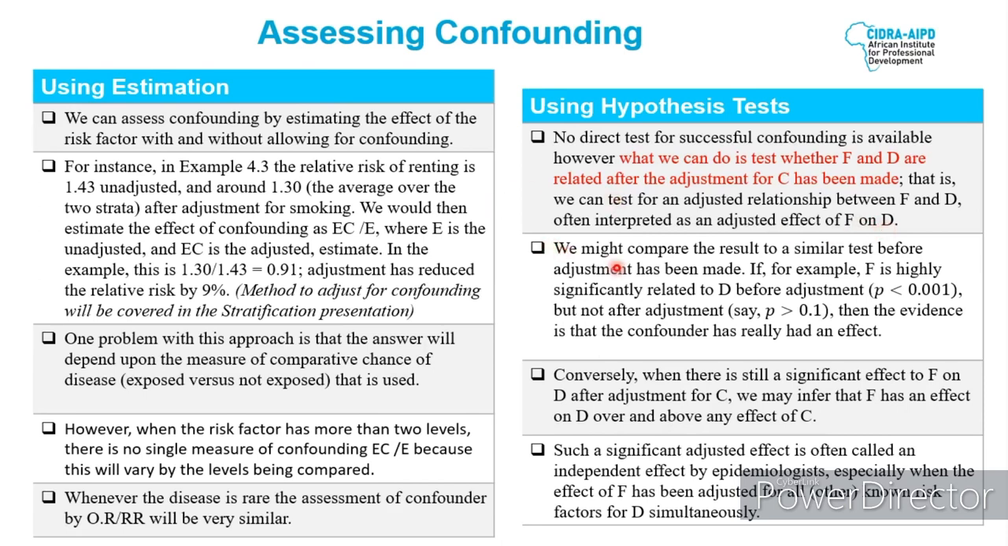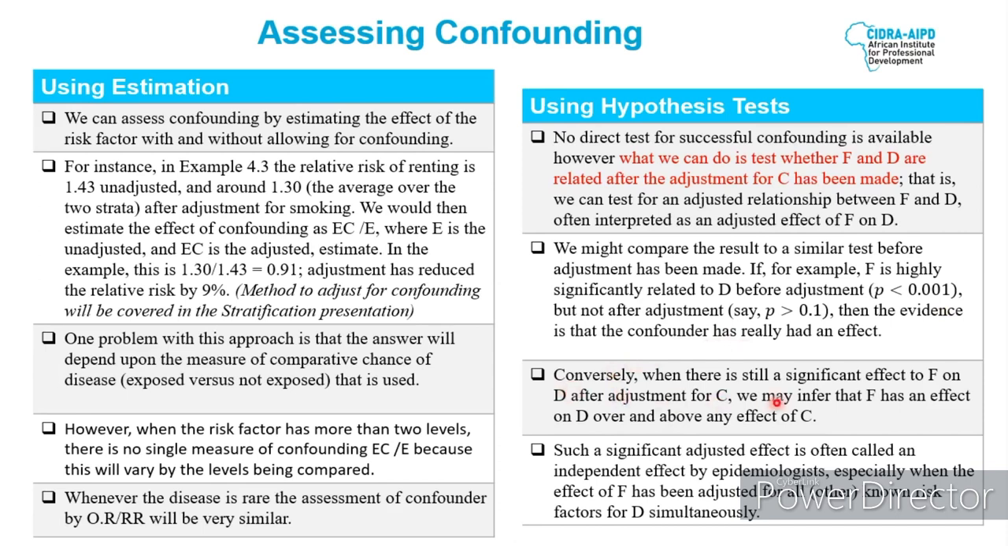We might compare the result to a similar test before adjustment has been made. For example, if the risk factor is highly significantly related to the disease status before adjustment, that is, P is less than 0.001, but not after adjustment, after adjustment P is greater than 0.1, then the evidence is that the confounder has really had an effect.